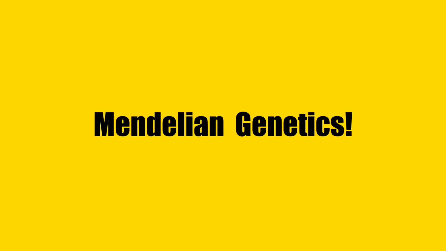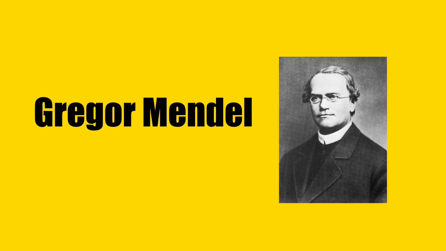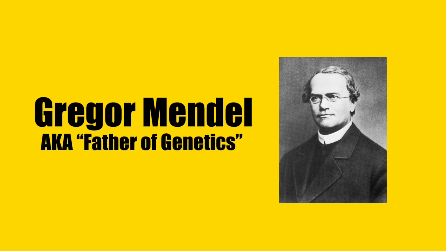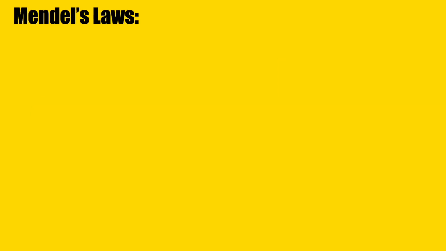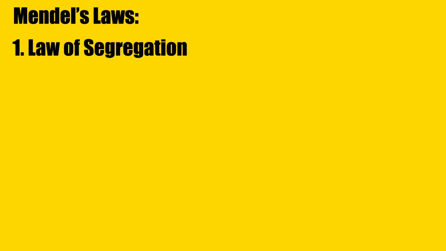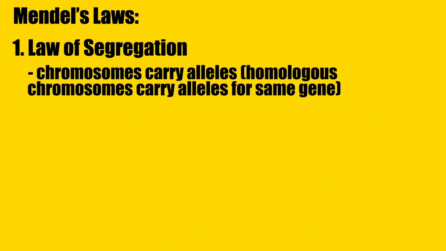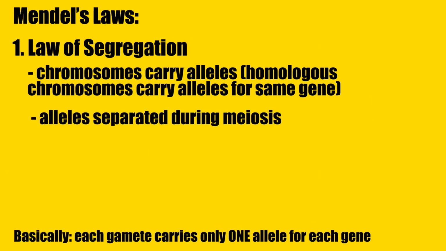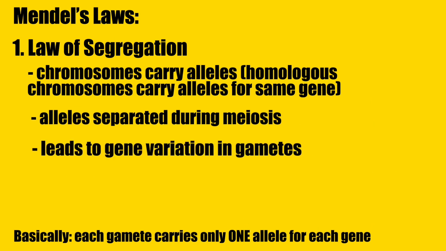Okay, we can finally get into Mendelian genetics. So Gregor Mendel is known as the father of genetics and dedicated his life to experimenting with crossing plants. He also has two laws in his name. The first law is the law of segregation, the separation of alleles. So chromosomes carry alleles, as you should know. When separated into daughter cells during meiosis, these alleles are separated. The separation of alleles allows for genetic variation among gametes.